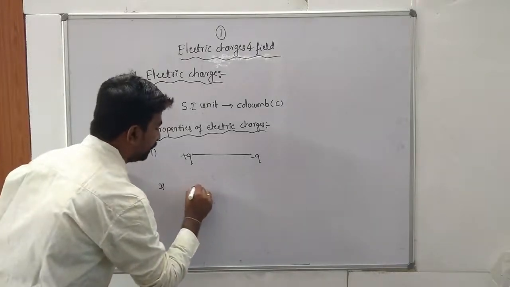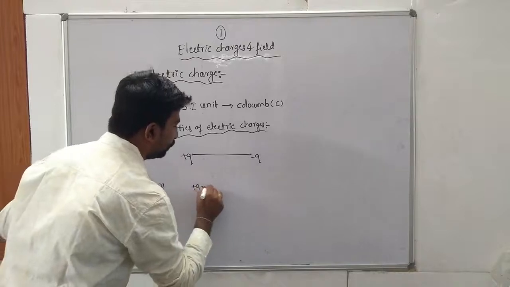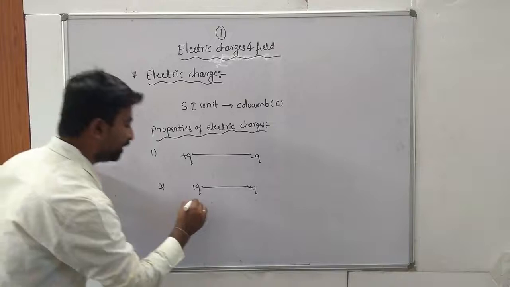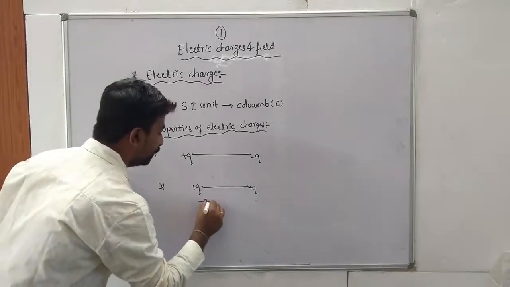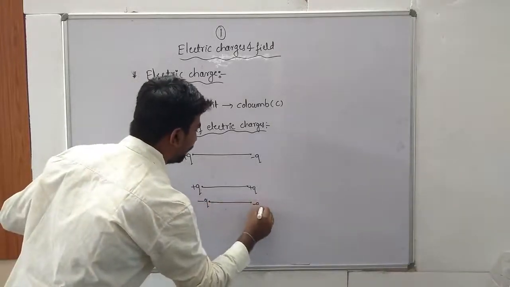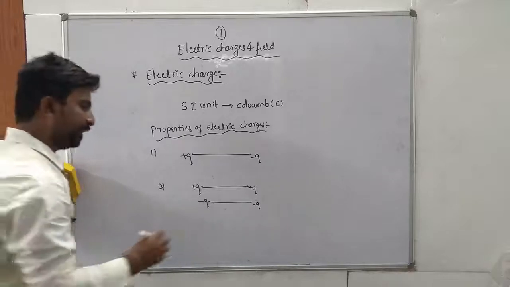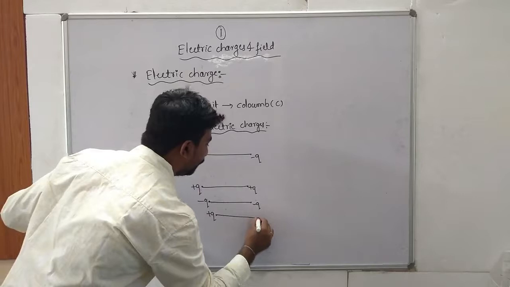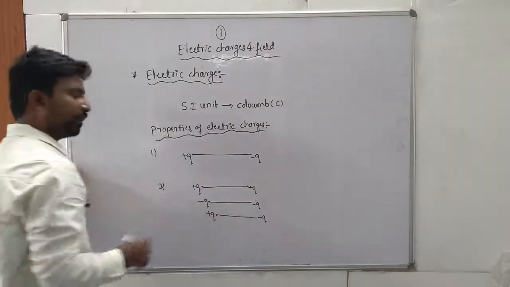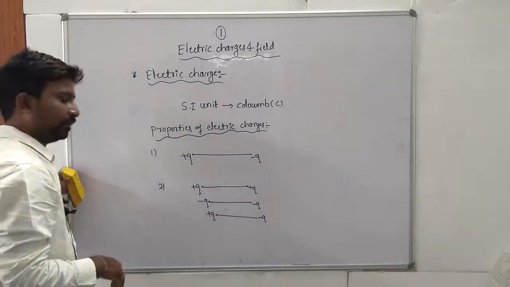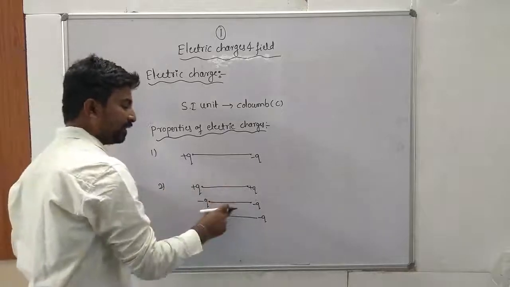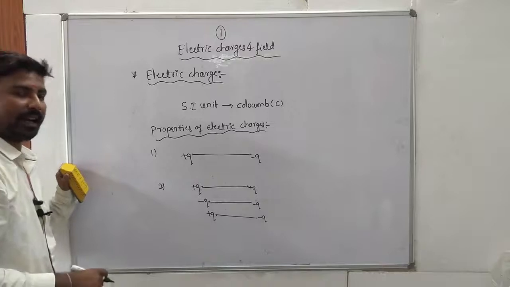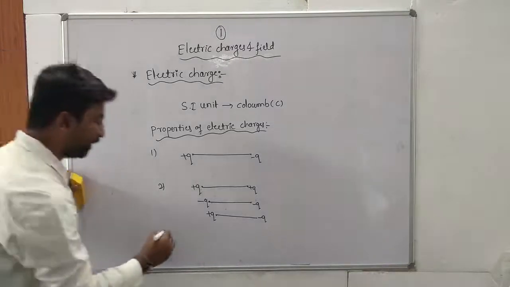For example, plus Q and plus Q, these are like charges, and minus Q and minus Q, again these are like charges. Plus Q and minus Q are unlike charges. So like charges repel each other while unlike charges attract each other. That is the second property.